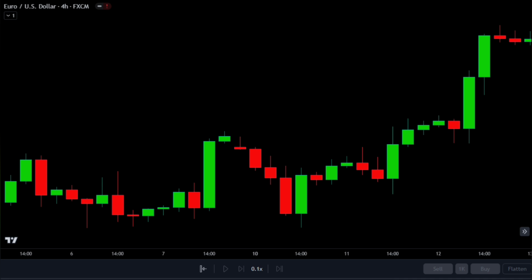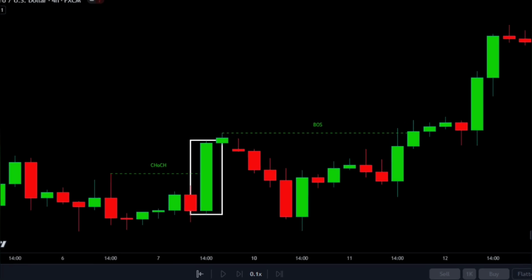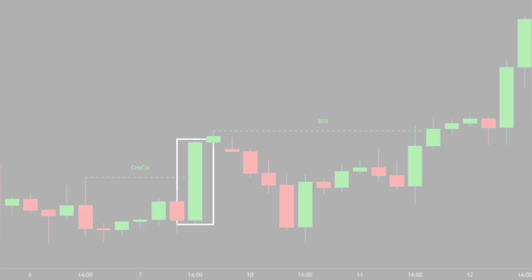It's important to note that a break of structure is valid even if there is a shadow that goes above the previous structure level. However, for a change of character, we need a candlestick to break and close below the previous market structure. Get ready to be amazed as we dive deeper into this incredible smart money trading strategy.